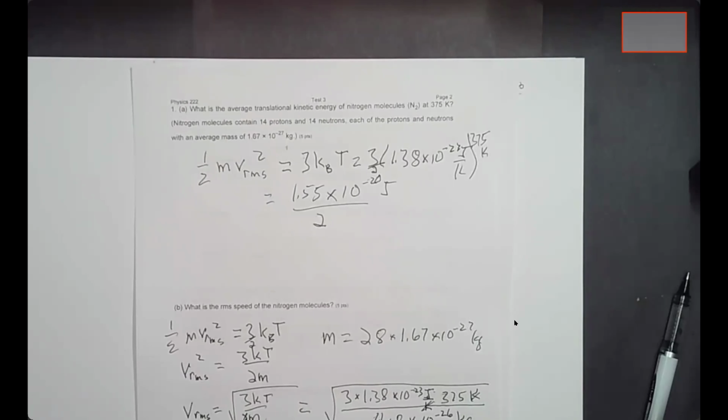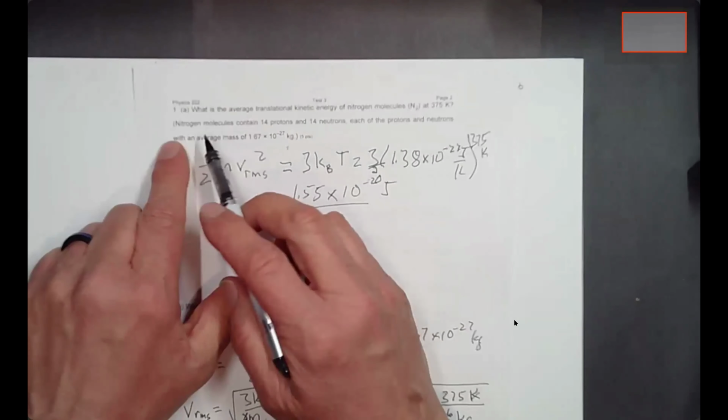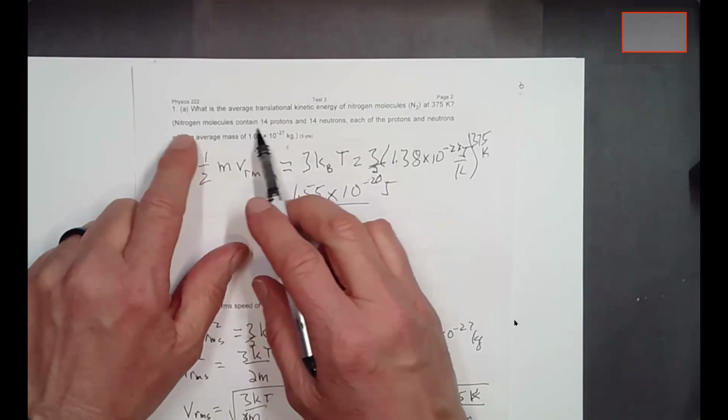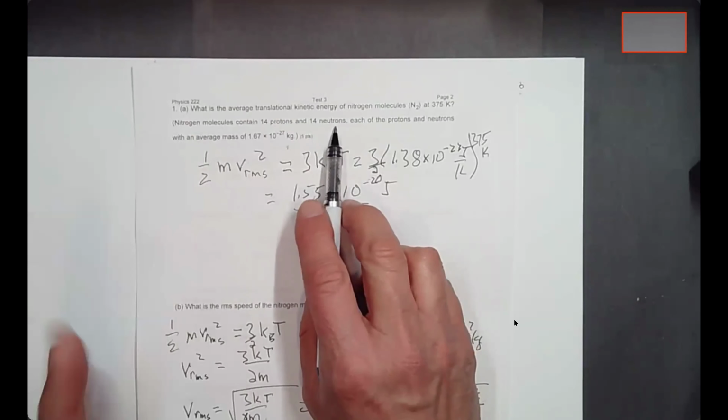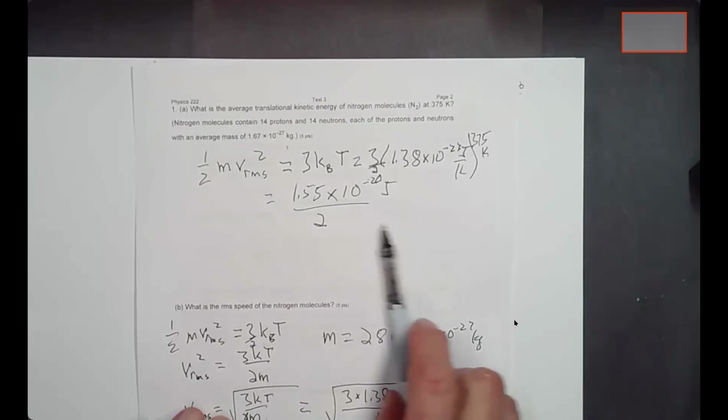Would we multiply the mass by 2? No, there are 2 nitrogen atoms in the nitrogen gas. And I set up here the nitrogen molecule contains 14 protons and 14 neutrons. The nitrogen atom has 7 protons and 7 neutrons, but the molecule has 14 of each of those things. So that's what would happen there.